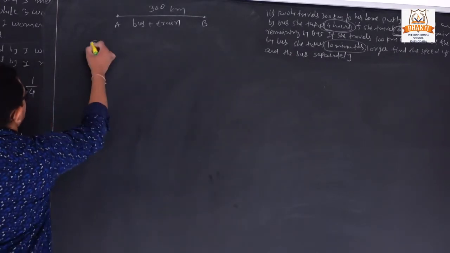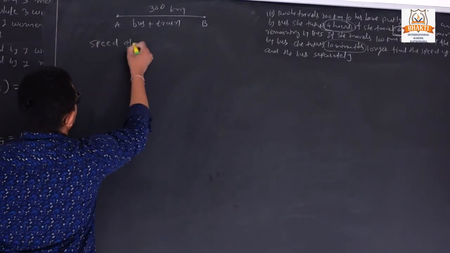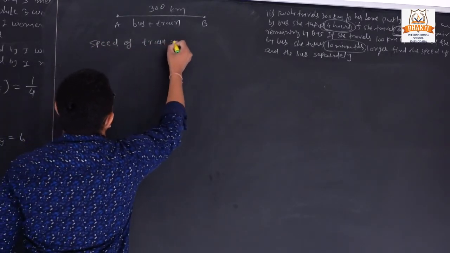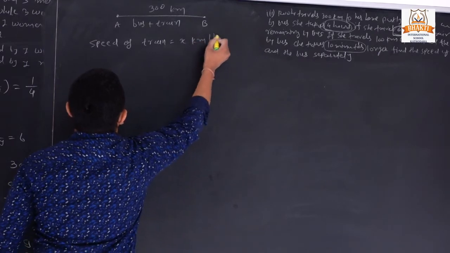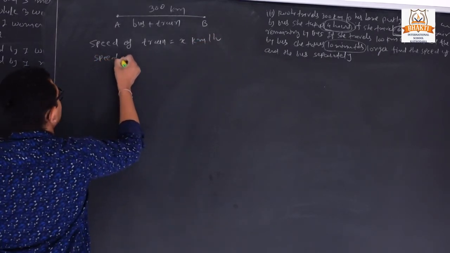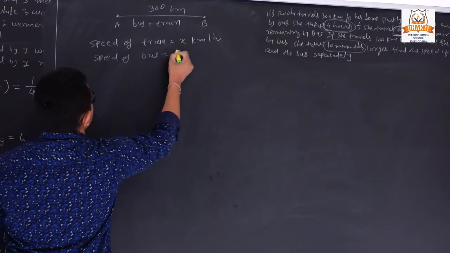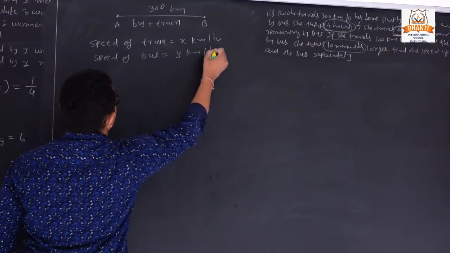So we can start like that. Speed of train is equal to x km per hour and speed of bus is equal to y km per hour.